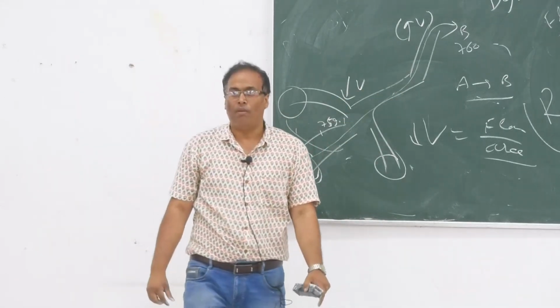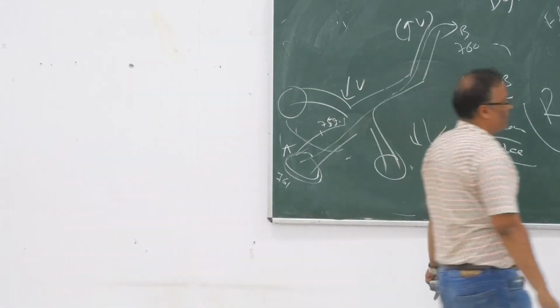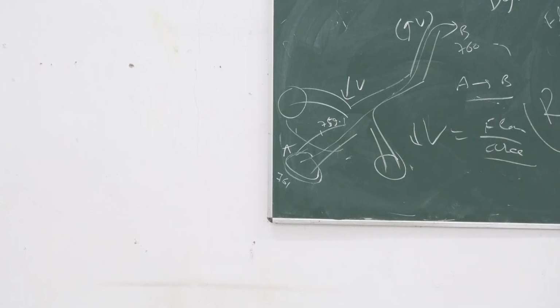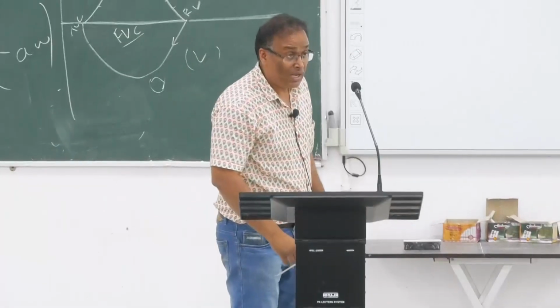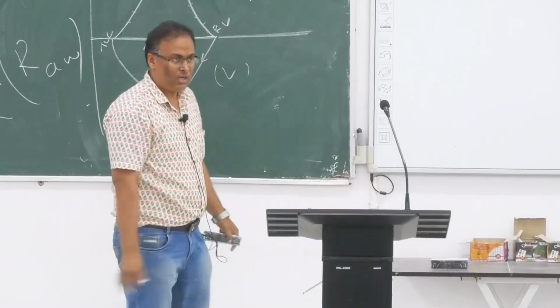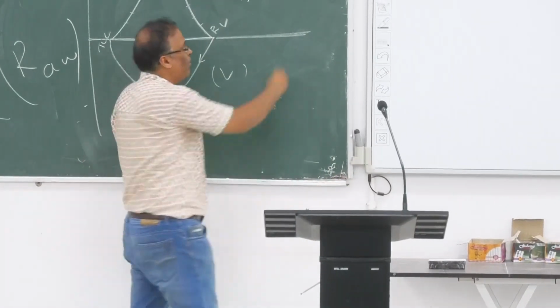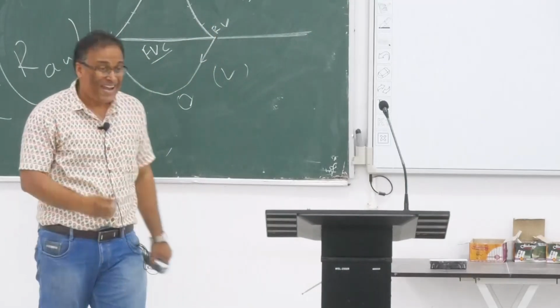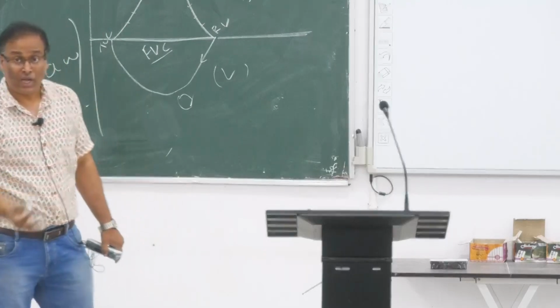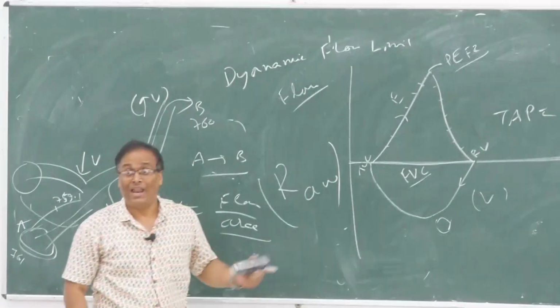Now pressure will come. That is called transmural pressure. It is going to be airway pressure minus pleural pressure. Actually, airway pressure minus pleural pressure. This is the transairway pressure.